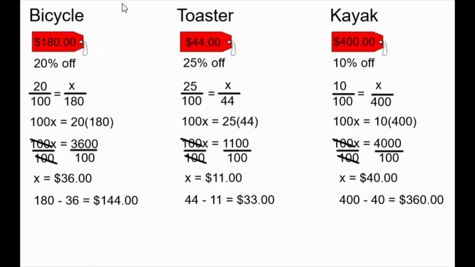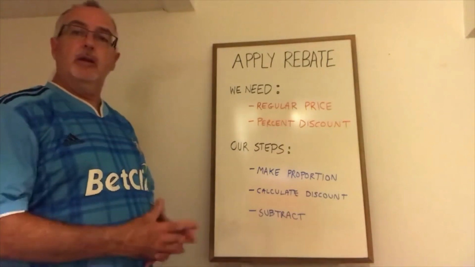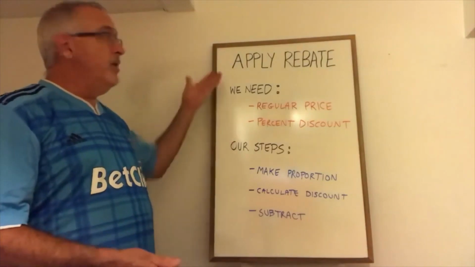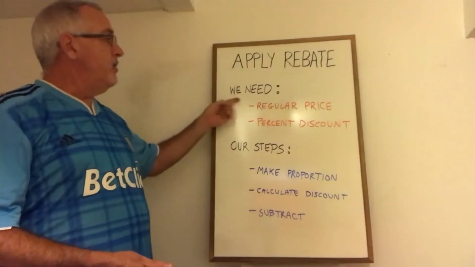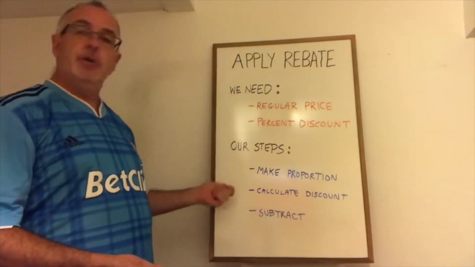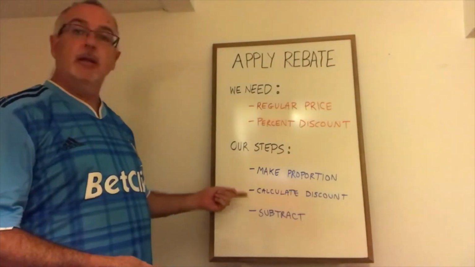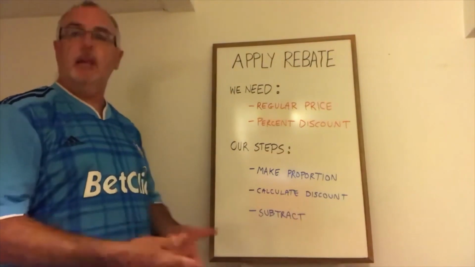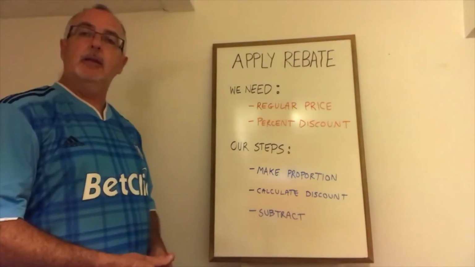So if you can understand these examples, you know how to apply a rebate. You need the regular price and the percent discount, and you have to make a proportion, calculate the amount you're saving, and subtract it from the regular price to get the final sale price. That is today's Daily Dose of Math.